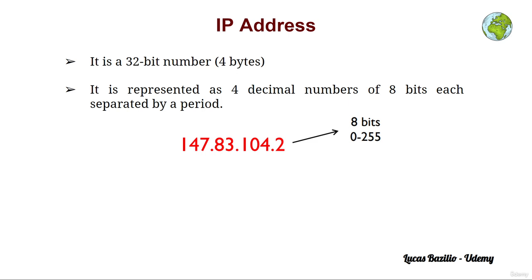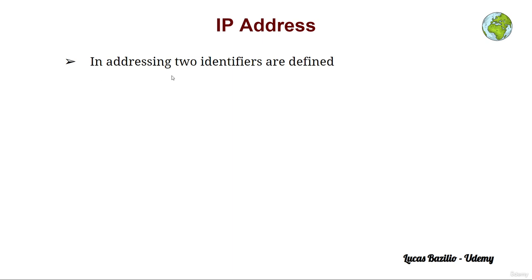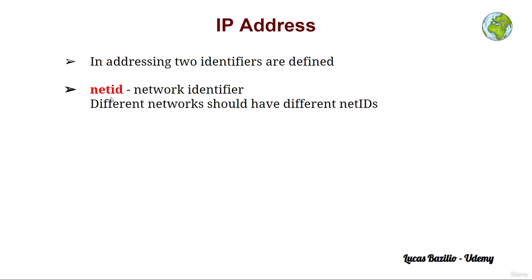So we already know what an IP address is, we already know its format, and now we also need to know the parts of any IP address. In addressing, two identifiers are defined. Firstly, we have the net ID. This is the network identifier, so we can know to which network this IP address belongs. Different networks should have different net IDs.